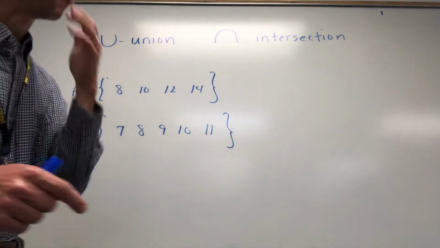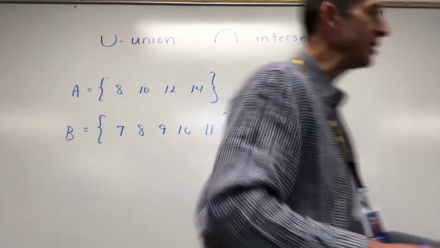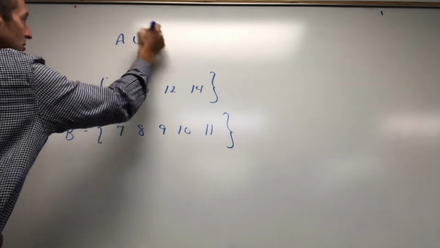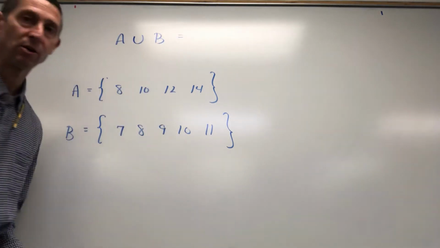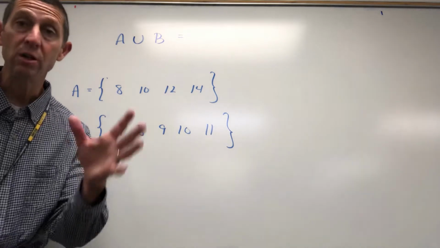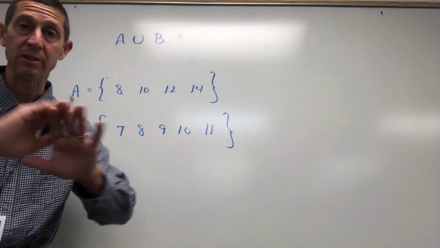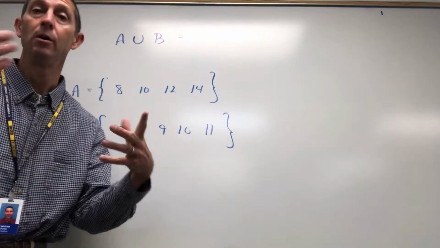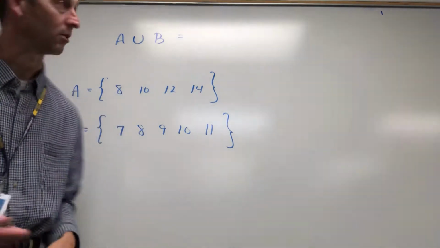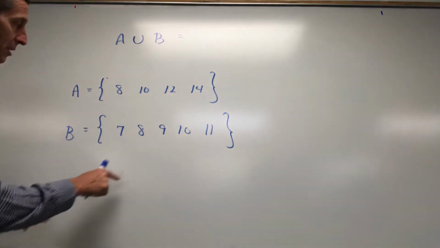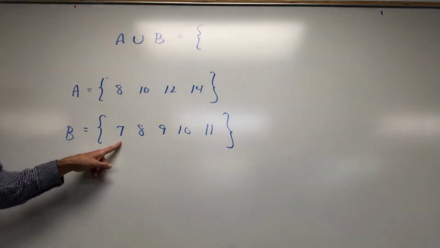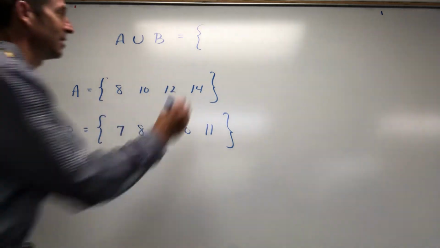Let's do union first. So if your question is A union B, you have to figure out what that is. Union wants everything. So it wants it all covered. It wants everything in A, it wants everything in B represented. And you got to put it in order. So everything in A and B, in order, would look like this. You'd start with 7, 8, 9, 10, 11, 12, 14.